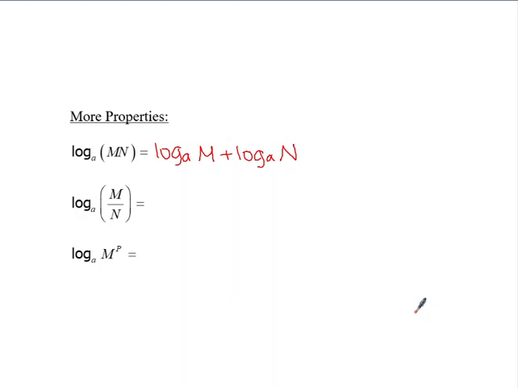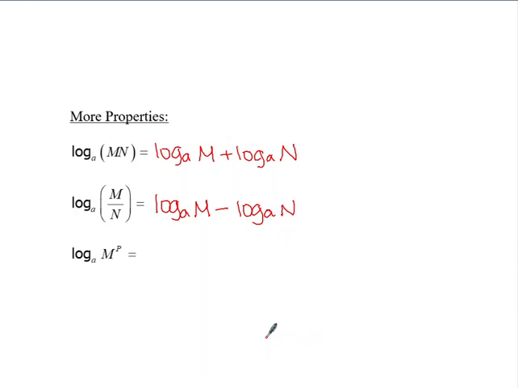The next property is the quotient property. Log base a of m divided by n is equal to log base a of m minus log base a of n. Again, this comes from the properties of exponents, where if you are dividing two exponentials with the same base, you subtract the exponents.